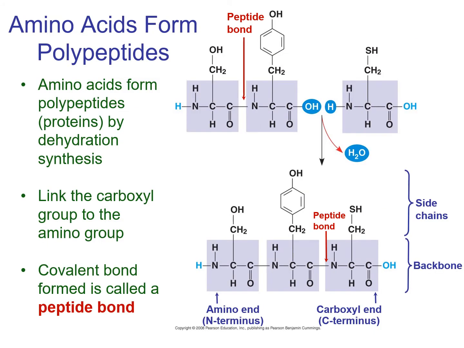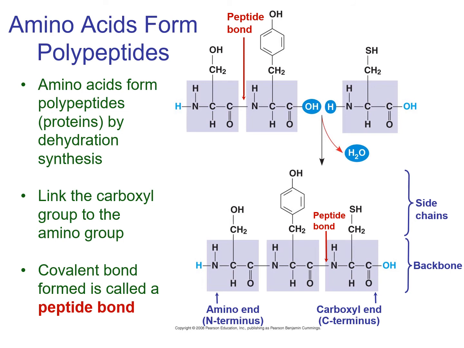We can refer to a protein as a polypeptide. The reason for that is when dehydration synthesis occurs, we have amino acids being stuck together, and that forms a peptide bond. Poly means many. So a polypeptide has many peptide bonds in it.